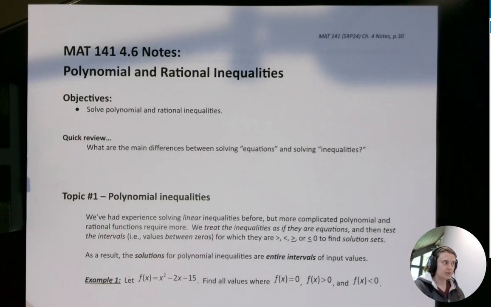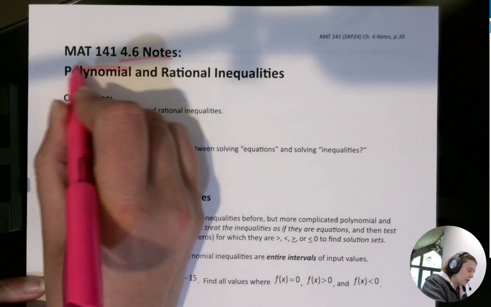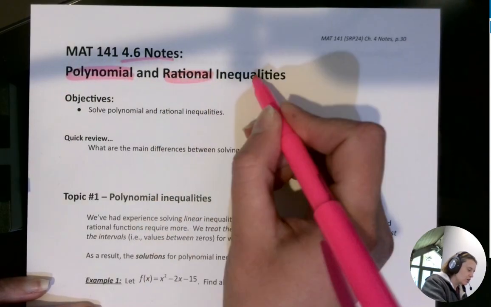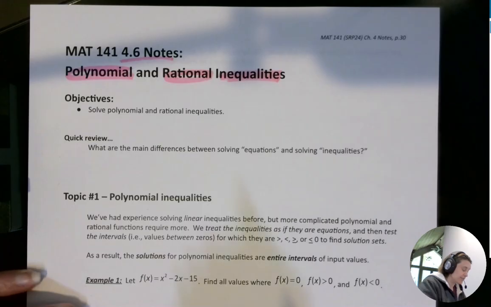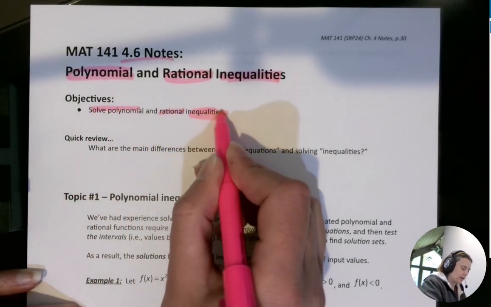All right, we are back to look at section 4.6 notes, where we're going to talk about polynomial and rational inequalities. That's the objective, is to solve those polynomial and rational inequalities.